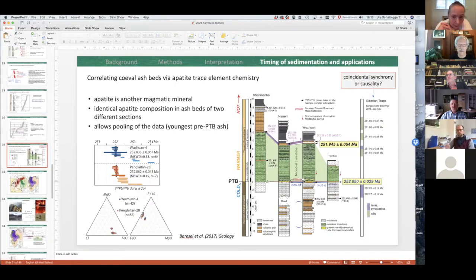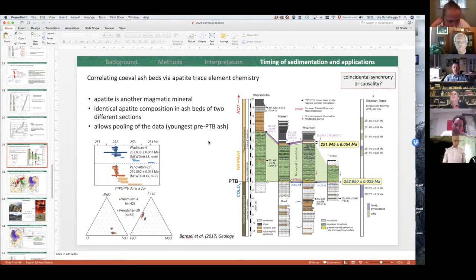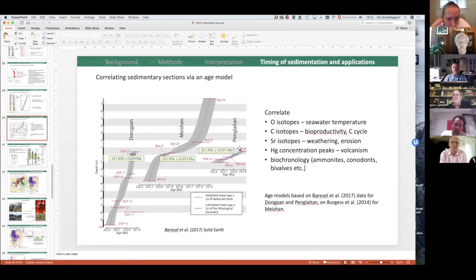So the apatites, these were two samples, one from the Beng Dun section. Where is this? This is not here, right? And the other from the Wusuan section. Yeah. And so actually these age models here, they are from other sections. So that's Beng Dun. This is a bad model.